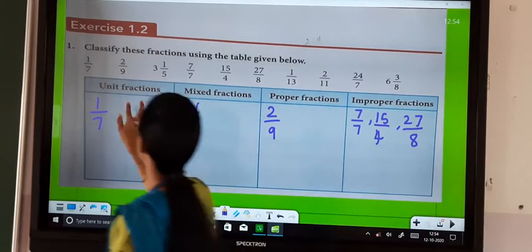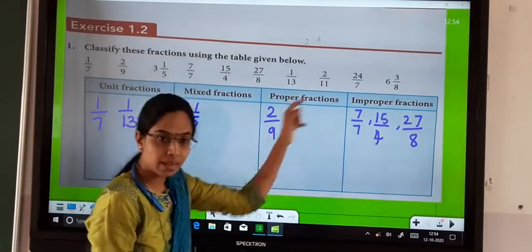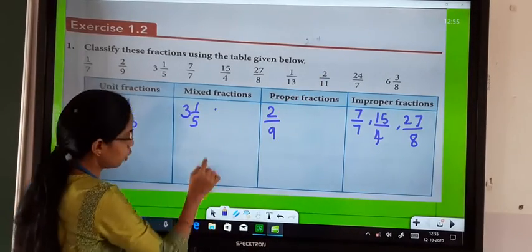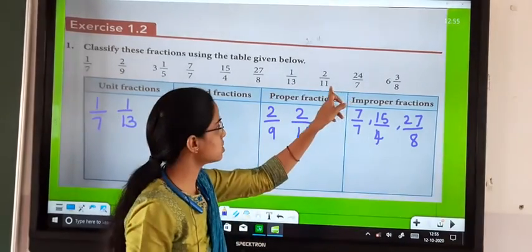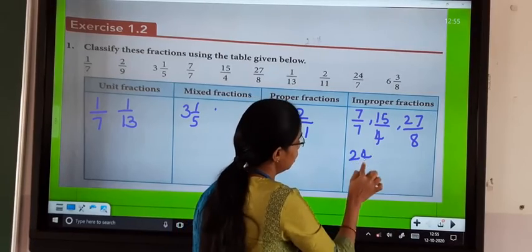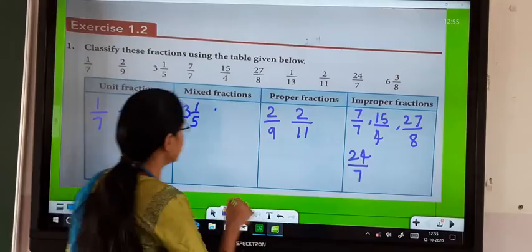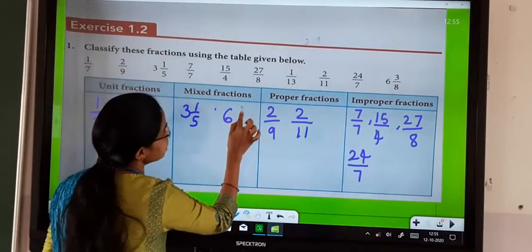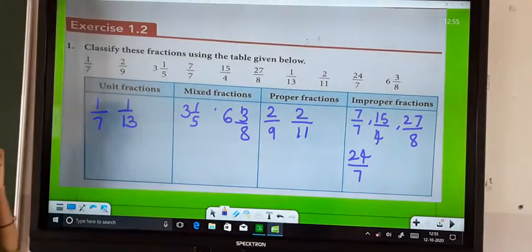1 by 13 is a unit fraction. Numerator is 1. 2 by 11 is a proper fraction. In 2 by 11, the denominator is greater. 24 by 7 is an improper fraction. 6 integer 3 by 8 is a mixed fraction. So this is how you are going to classify. Second question.